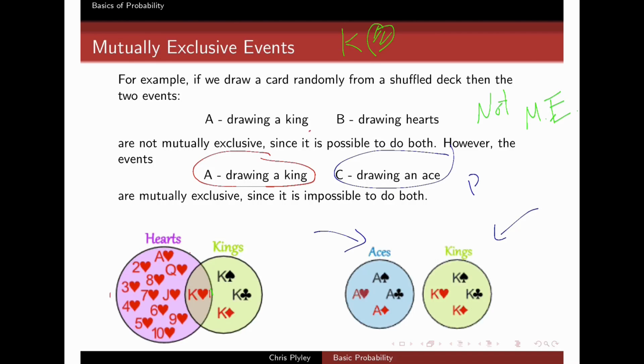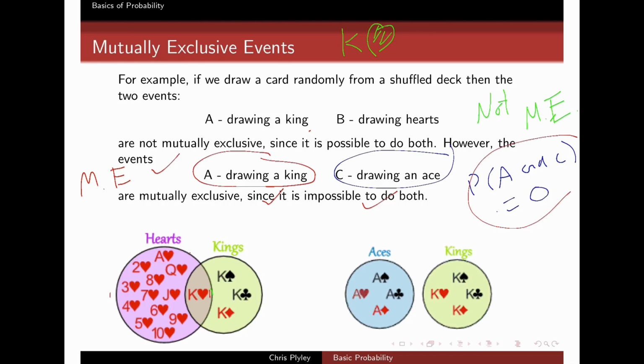The probability of me doing both of these things is 0. There's no single outcome in my entire sample space of all 52 cards where both A and C would happen. For that to happen, I'd have to pull an ace and a king with only one card. But since that's impossible, this probability is 0, and these events, yes, are mutually exclusive.